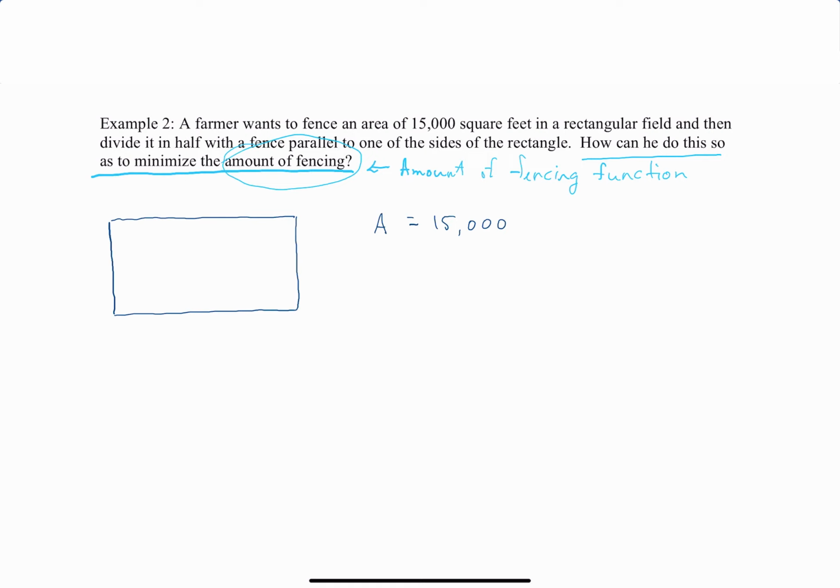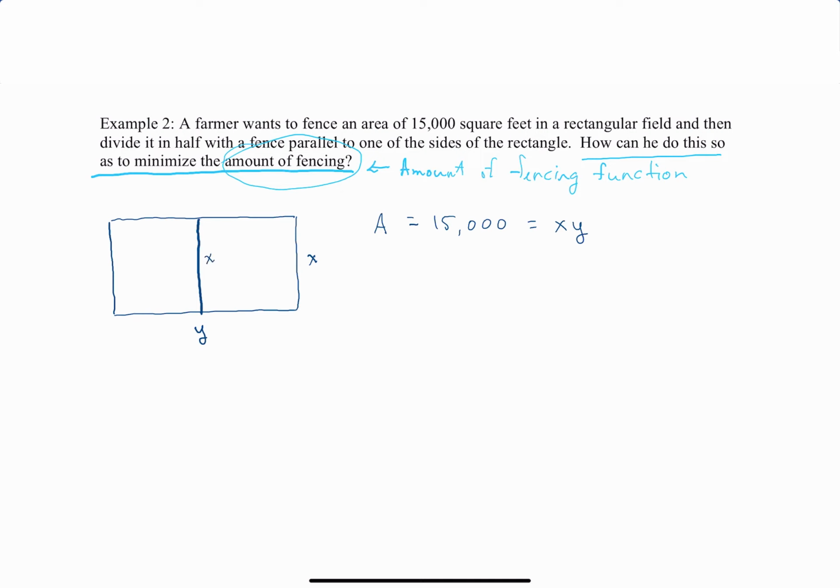Now we know that area of a rectangle is length times width, so let's put in a couple of variables to represent that. And so now we know that x times y is 15,000. But there's one other thing in this problem. He wants to divide it in half with a fence parallel to one of the sides of the rectangle. And you can do this however you want. You could do it like that, or you could do it like this. It doesn't matter. You'll get the same answer either way. But I'm going to do it like that.